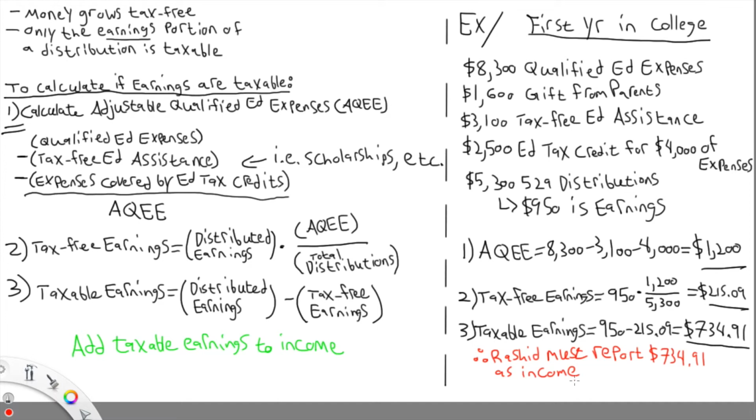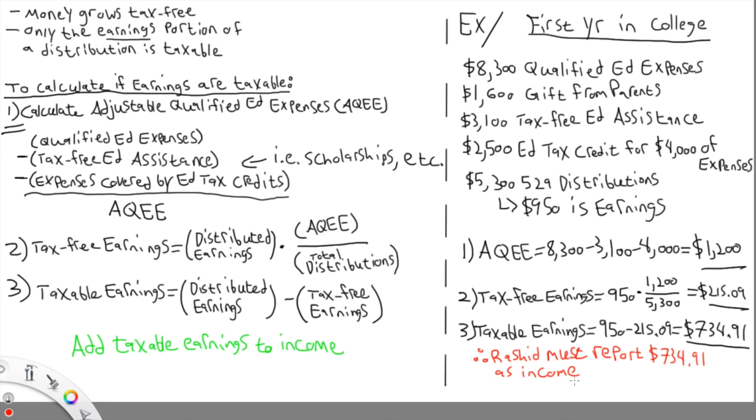Generally, if you receive a taxable distribution, you must pay an additional 10% tax on the amount included in your income. But this tax does not apply if it's included in income because a beneficiary dies, becomes disabled, attends a U.S. military academy, receives tax-free educational assistance, or claims education tax credits. In Rashid's case, since earnings are taxable because qualified education expenses were reduced by tax-free educational assistance and an education tax credit, the 10% additional tax is waived.